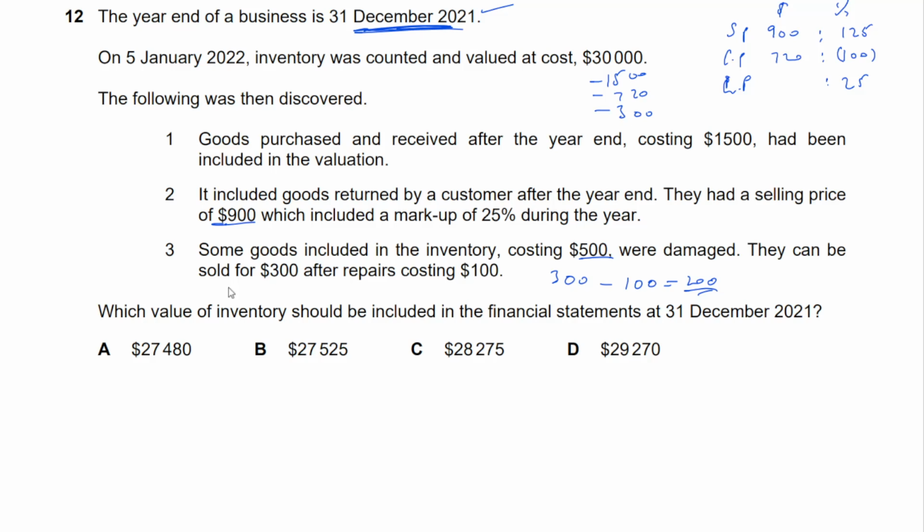Hope that makes sense. Okay, let me now calculate everything. 30,000 minus 1,500 minus 720 minus 300. That's 27,480. 27,480. I got that from here.